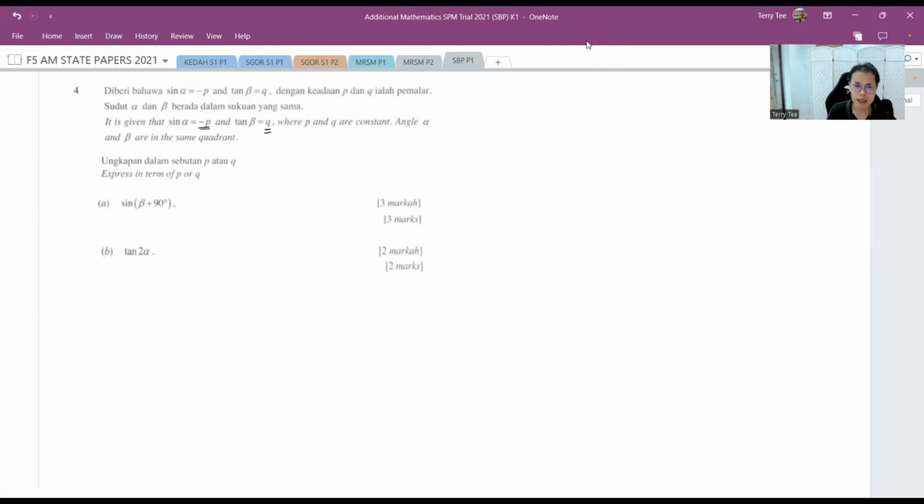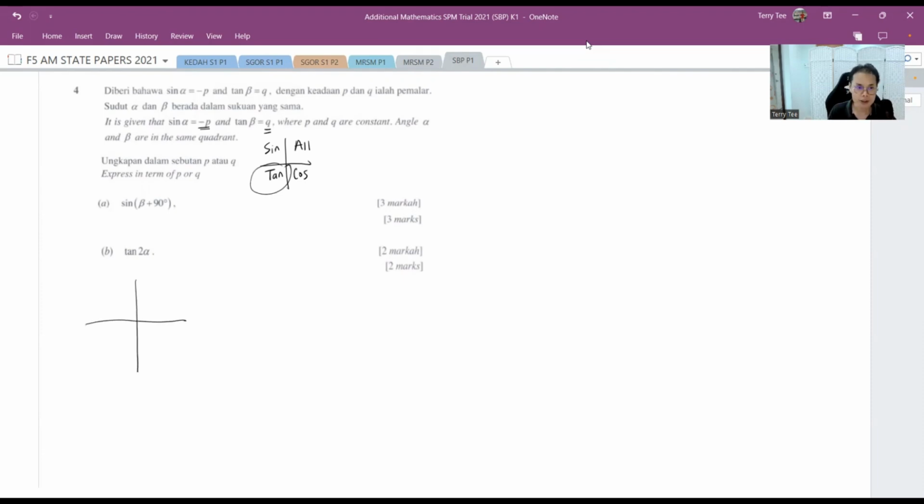Now, they have alpha and beta in the same quadrant, right? Remember ASTC: all of sine, cos, tangent are positive in quadrant 1, sine is positive in quadrant 2, tangent is positive in quadrant 3, and cos is positive in quadrant 4. So if your tangent is positive and your sine is negative, it has to be in quadrant 3. So we have to draw these two triangles in quadrant 3.